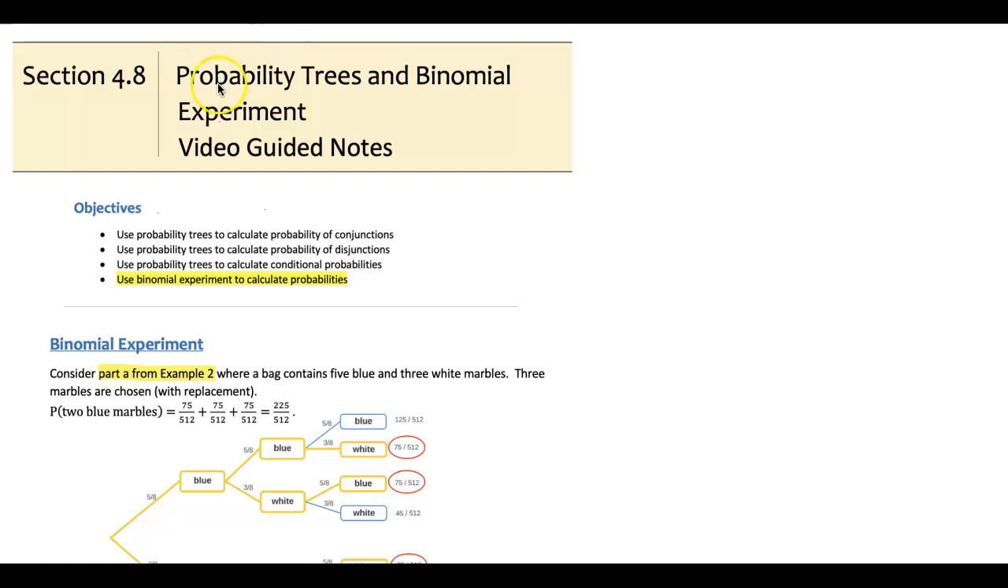Section 4.8, Video 3, Probability Trees and Binomial Experiment. In this video, we will cover the following objective: use binomial experiment to calculate probabilities.